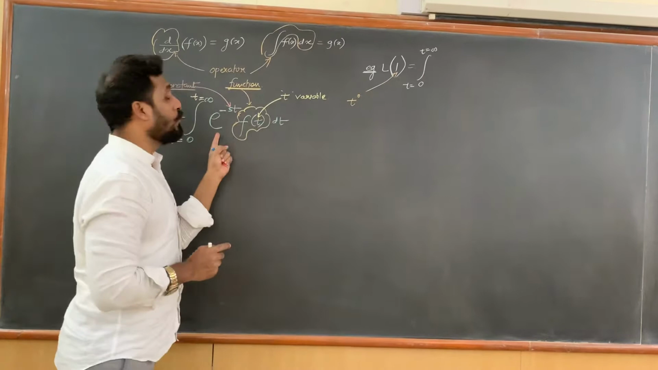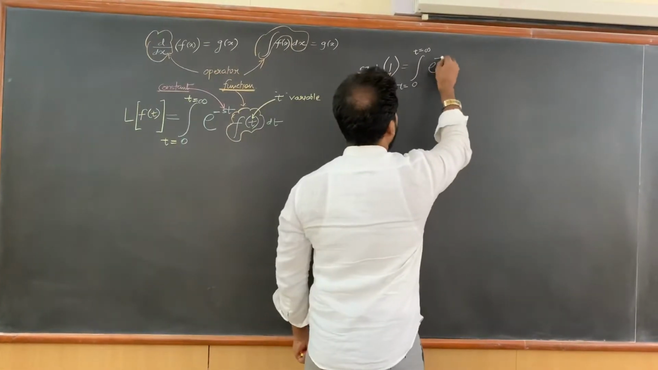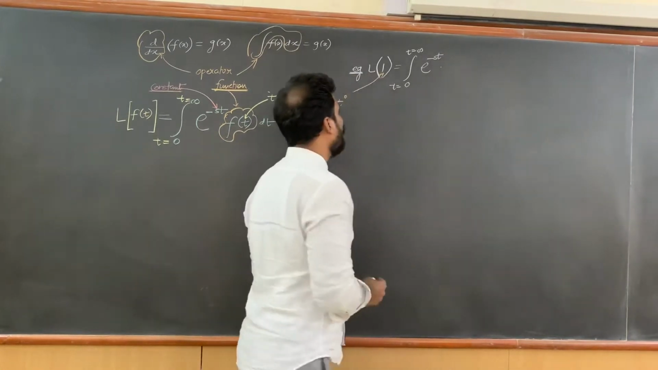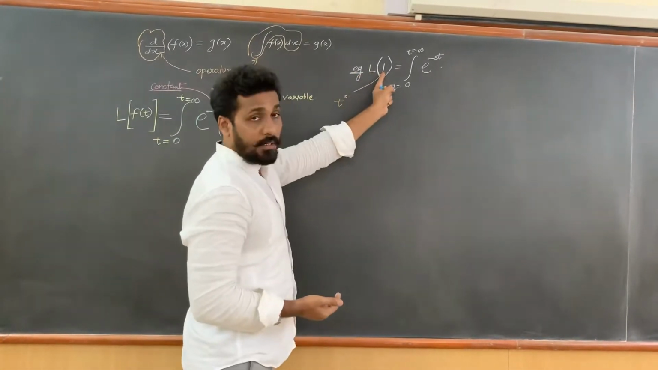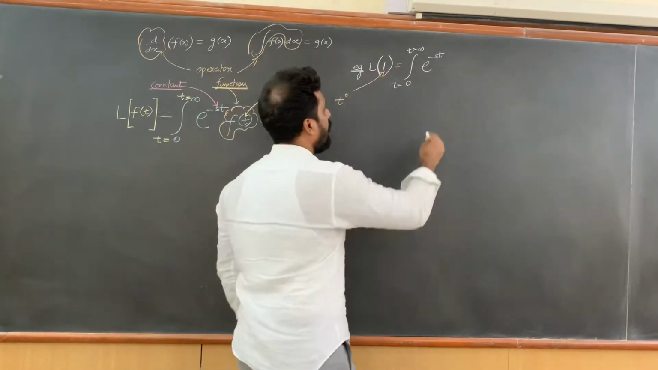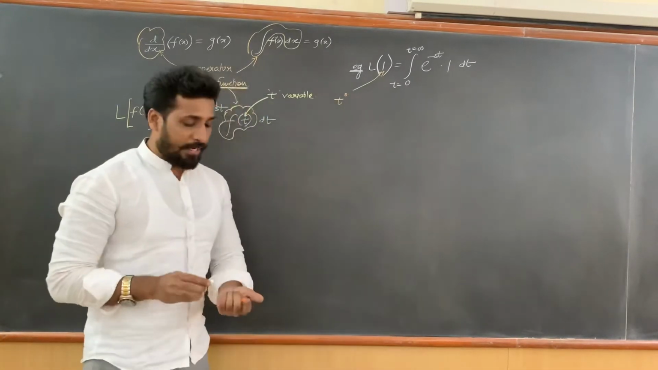Then the formula says e raised to minus st. So let's write e raised to minus st into f of t, your function. You are finding the Laplace of 1. That means your function is 1 here. So I write 1 and dt. So that's the integration of e raised to minus st.